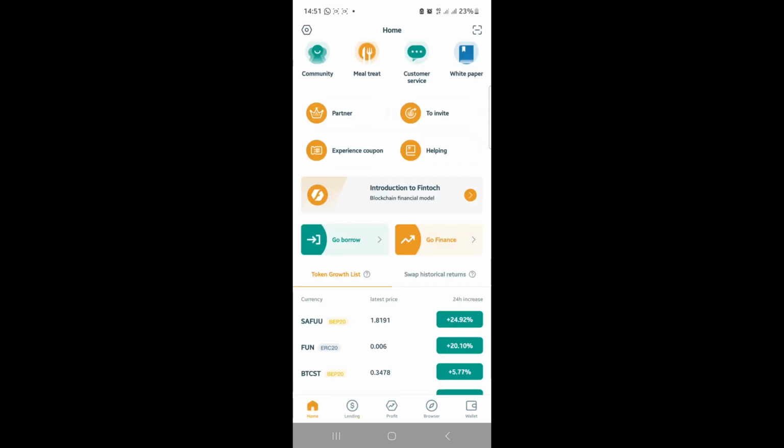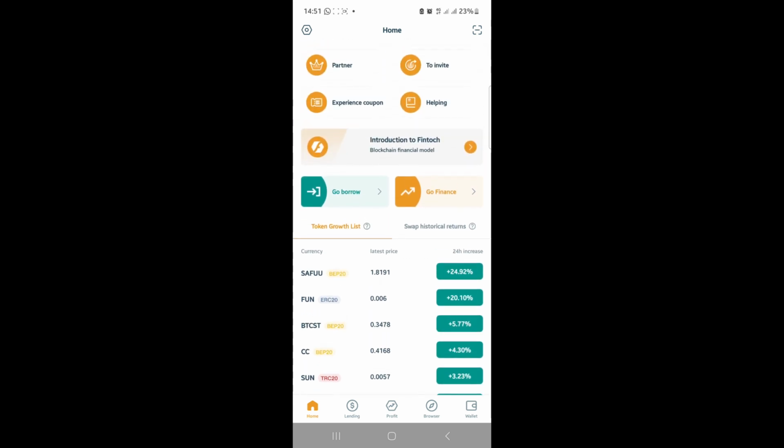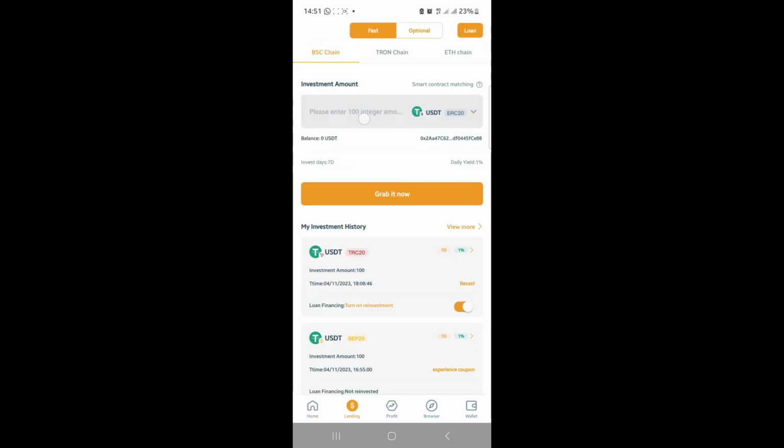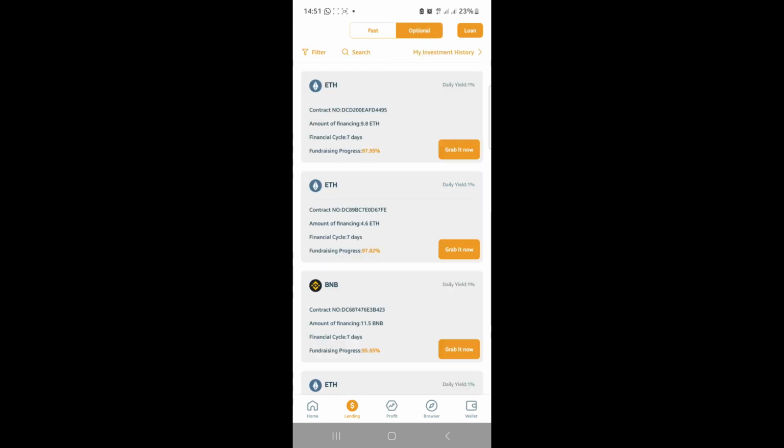That's what the borrowers and lenders do. Another thing I want to show you: if you go to finance, there's a part I want to show you. You go to option. You see this part here? If you go to option, you will see there are so many people who want to borrow.